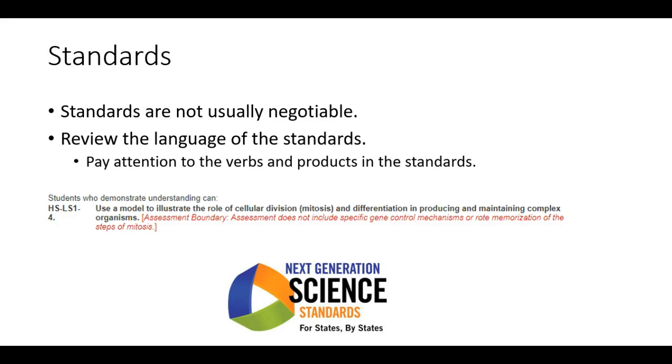For example, I've chosen to use the Next Gen Science Standards. This one happens to be about cells, specifically cell division. So looking at this, it says use a model to illustrate the role of cellular division, mitosis, and differentiation in producing and maintaining complex organisms. So your students in this example would have to build a model or use a model to illustrate the role of cell division. So the key words here are illustrate, use, and model.